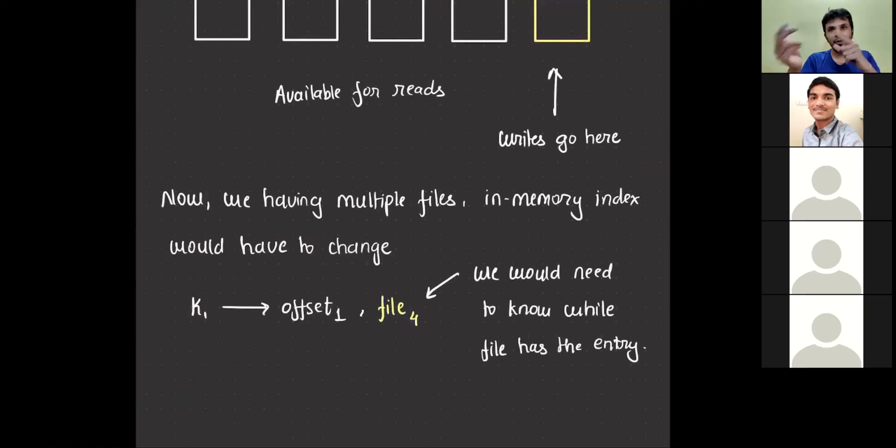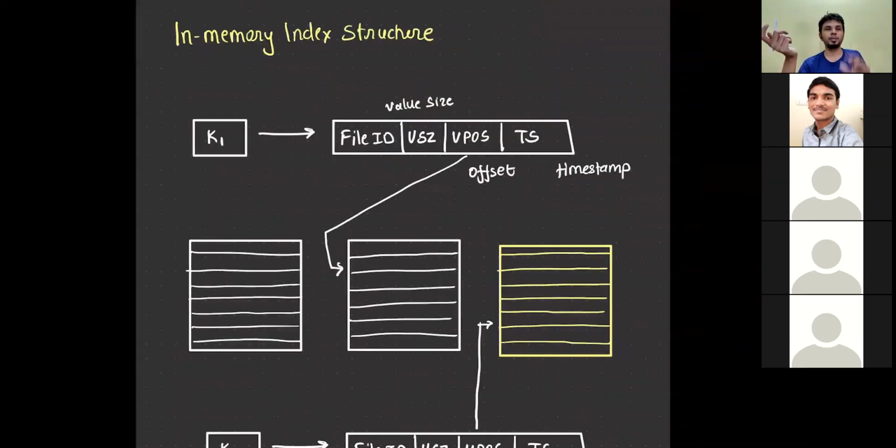Now, when you have multiple files, that in-memory structure needs to change a little bit. Instead of having just key and offset, we would also store the file ID or the file descriptor. So key pointing to, in this file, in this offset, you'll find the data, right? That's what we have to change. So for key K1, we store the file ID, the offset and the value size. So this is our in-memory index structure. This is not an on-disk structure.